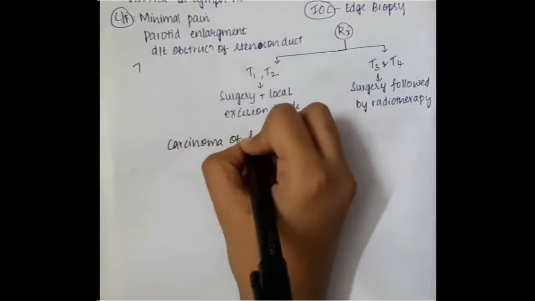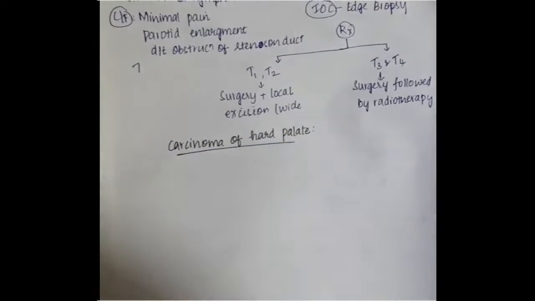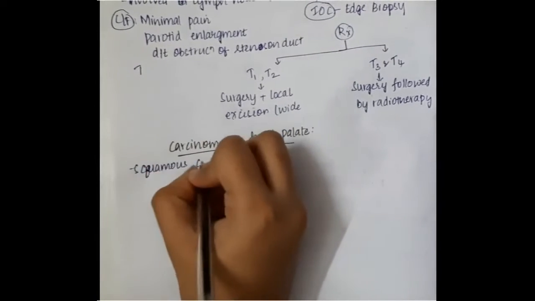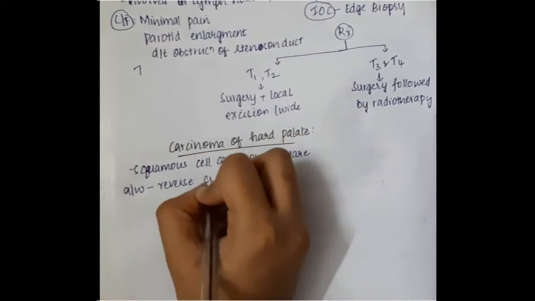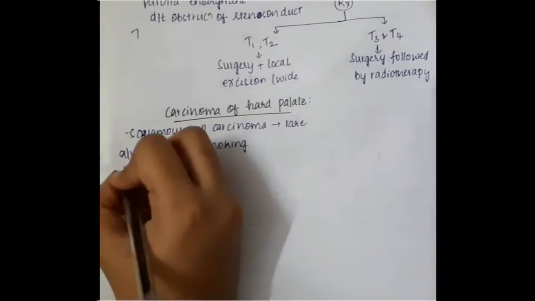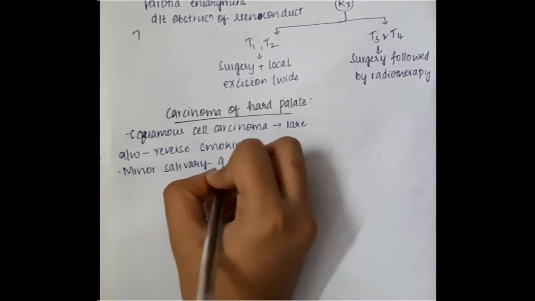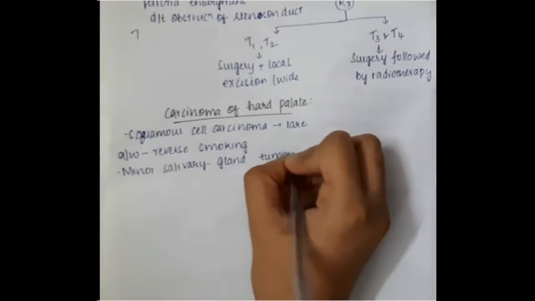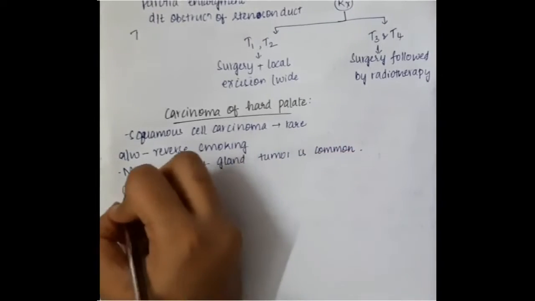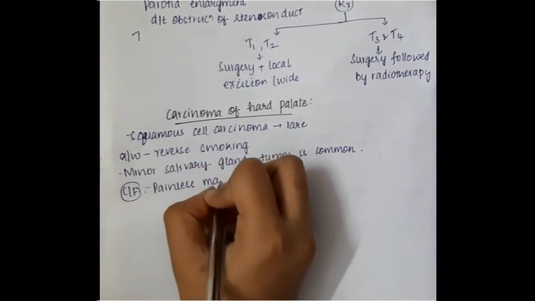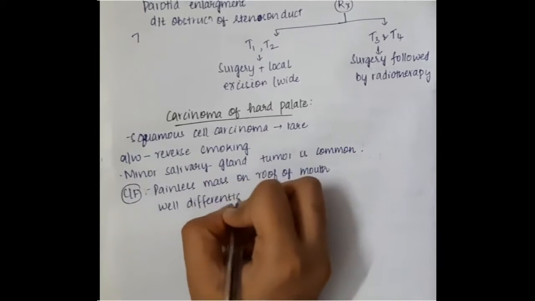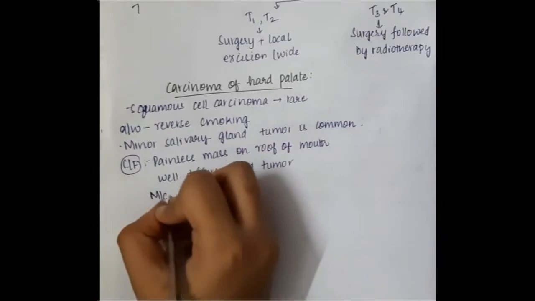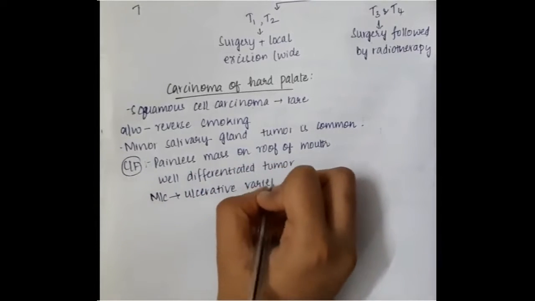Then the next carcinoma is carcinoma of the hard palate. It is a squamous cell carcinoma, but it is rarely seen. It is associated with reverse smoking, where the patient keeps the lit end of the cigarette inside the mouth. Minor salivary gland tumors are also common here. Clinical features include a painless mass present on the roof of the mouth, which is well differentiated, of the ulcerative variety.